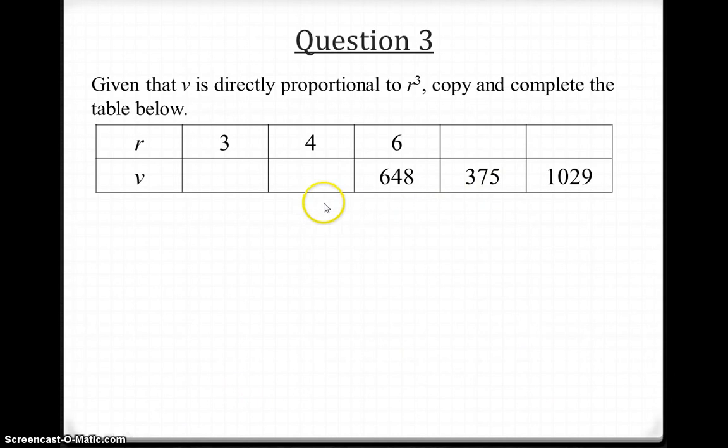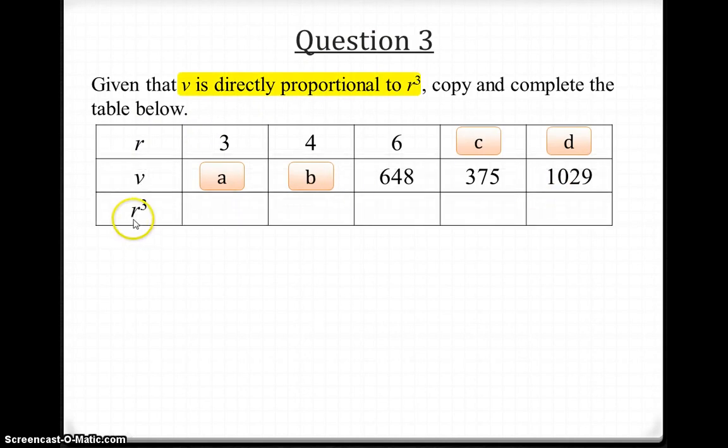Okay, next. Question 3. Given that V is directly proportional to R cubed, copy and complete the table below. Problem. Do we have values for R cubed? This direct proportional relationship is not to R, it is to R cubed, which means we need another row of R cubed. 3 cubed, 27, 4 cubed, 64, 6 cubed, 216. Then C we do not know, so we leave it as C cubed and D cubed.